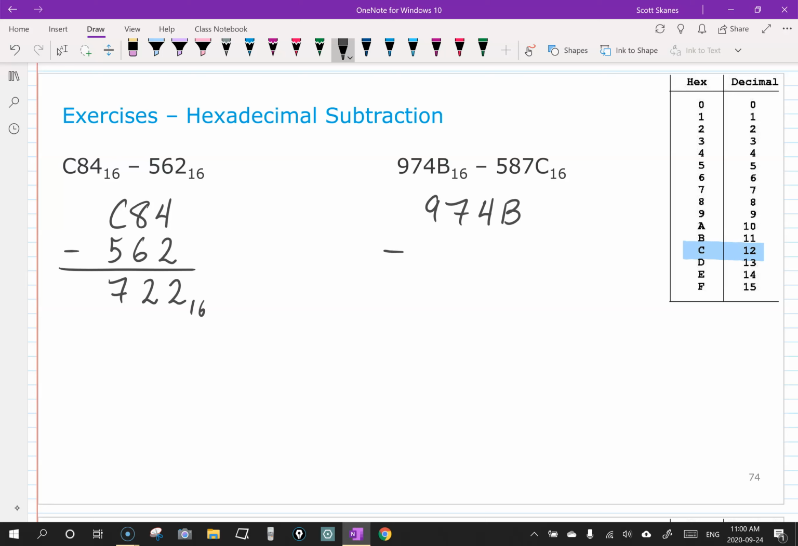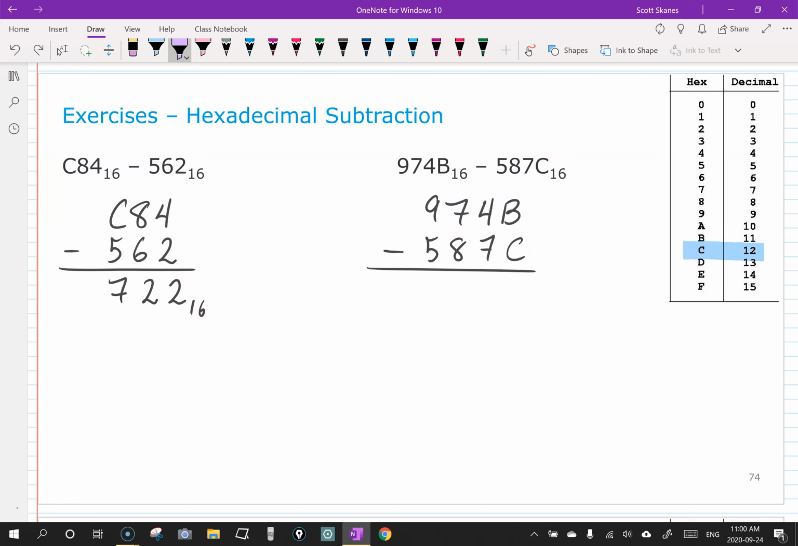974B minus 587C. And we can see here we have a bit of an issue. Every one of these numbers is bigger than every one of these if you look at each column, so we're going to need to do some serious borrowing going on here. Okay, let's get to it.